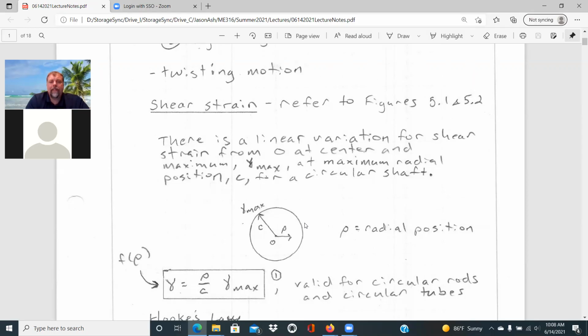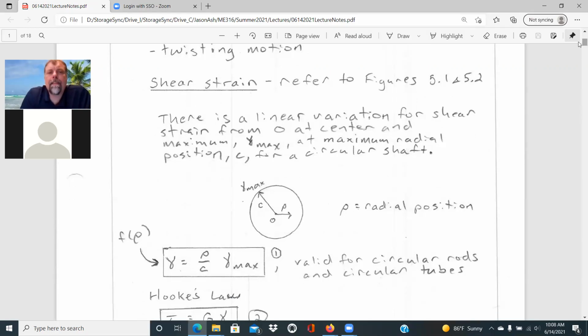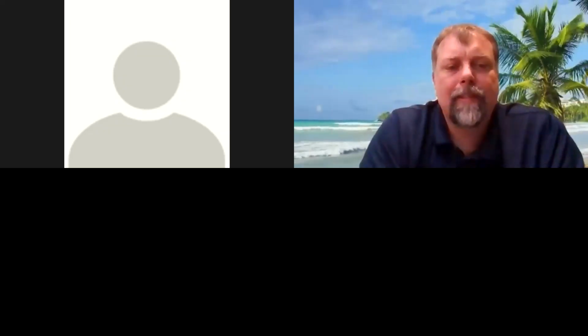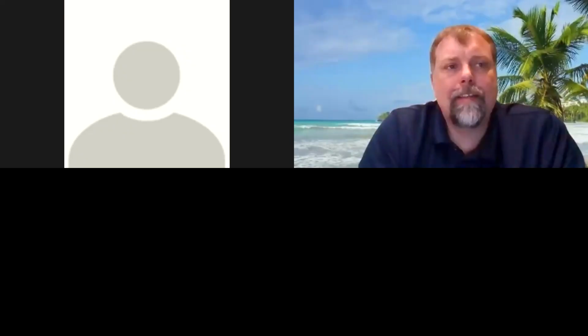With the nomenclature here, we're generally going to define rho as the radial position, as opposed to R for radius. And so that's what you'll find in the textbook: that radial position value is defined with a rho, and gamma again is our shear strain and maximum at that outer edge. And I'm going to stop sharing. I'm going to see if I can pull up figures 5.1 and 5.2. I might have those stored for you guys.